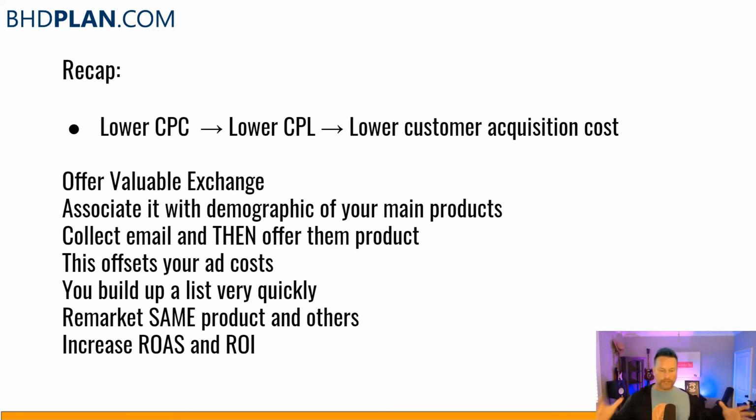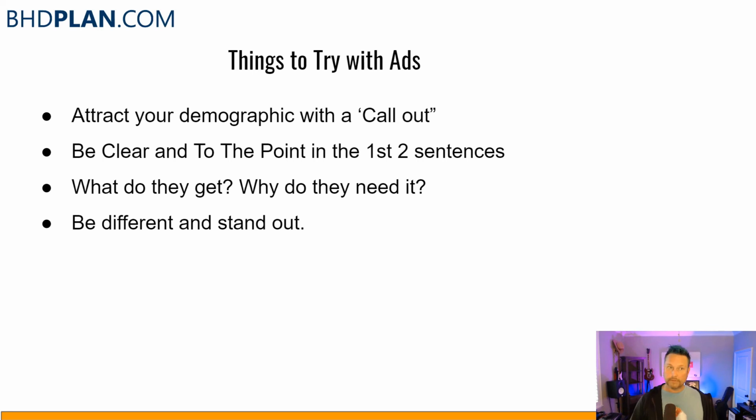So go after the demographic, the people who have these needs, and offer them something that they want for free. Collect the email and then offer them your product. This is going to offset your ad costs. You're going to build up an email list very quickly. And then you're going to be able to remarket the same products and other products to the same folks, because they have the same group of needs in general. This is going to increase your return on ad spend, and it's also going to increase your return on investment, profit.